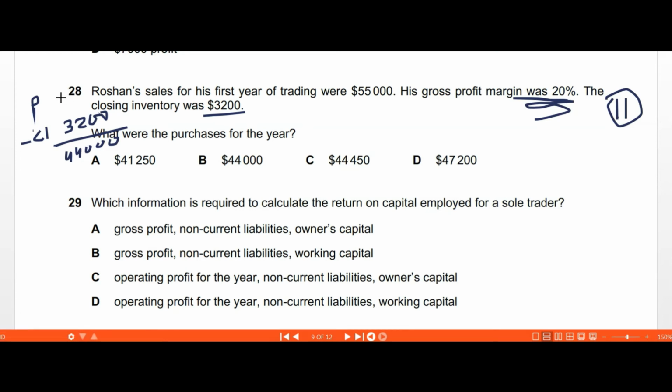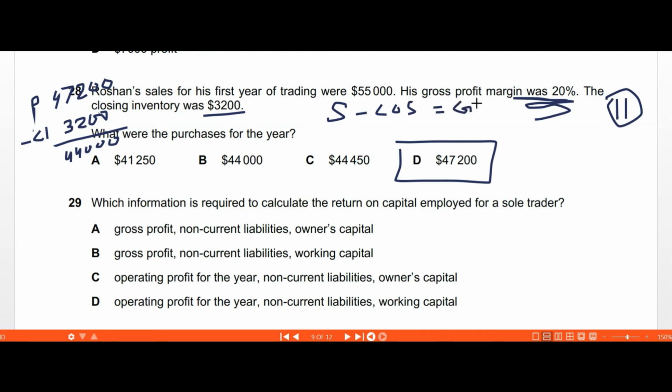That means that purchases amount was 47,200, because from 47,200, when you deduct 3,200, you are left with 44,000. So we can choose option D. And how did I get this 44,000? This was when I deducted the gross profit. I took the difference, because we know that sales minus cost of sales gives us gross profit.